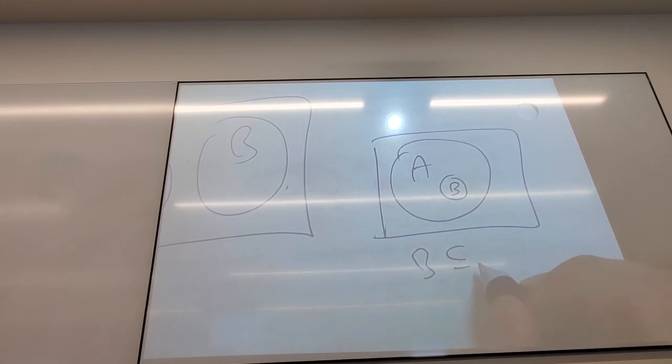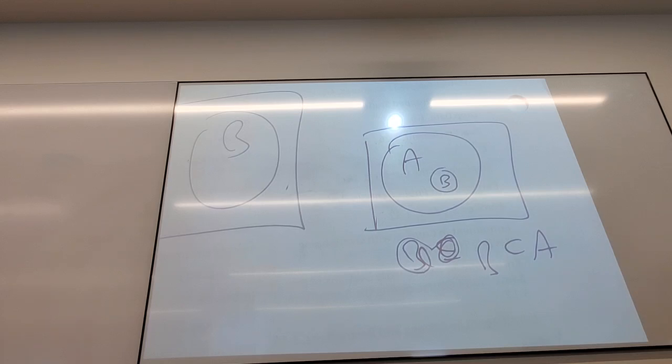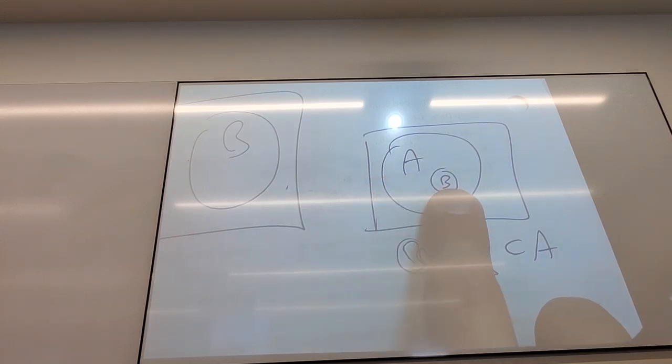B is a proper subset. You're right. B is a proper subset of A, because B is a part of A. There's nothing in B that is not also in A because B is completely in A. It's like a little amoeba ate a little bacteria and now it's in there.